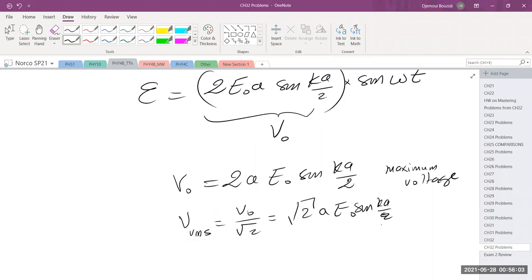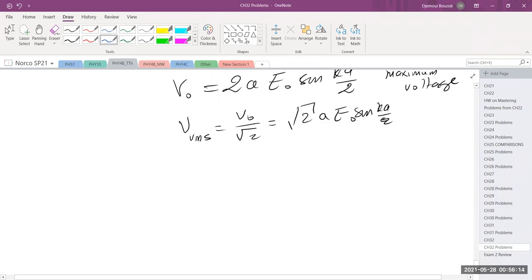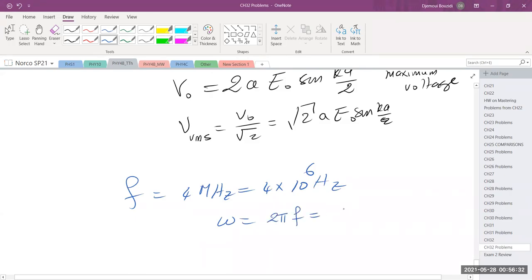Part C, that was part B. Part C, what if the electromagnetic wave has a frequency? So they gave us F in here. So let me change the pen again so that we can have at least each section by itself. So now, part C, they gave us a frequency, and the frequency is equal to 4 megahertz, or 4 times 10 to the power 6 hertz. So that is the frequency. Immediately we know omega. Omega is equal to 2 pi times the frequency, which means it's 8 pi times 10 to the power 6 radians per second. So that is what omega is, okay?